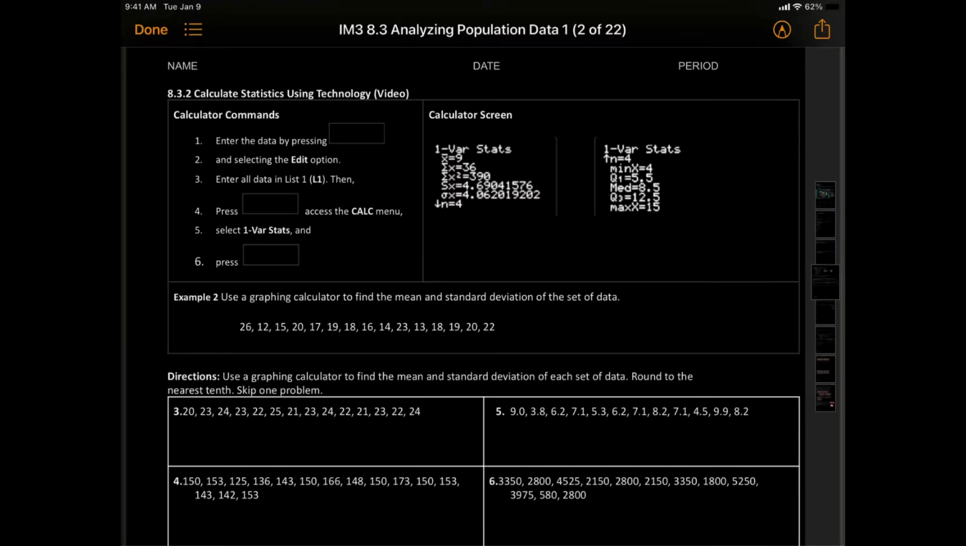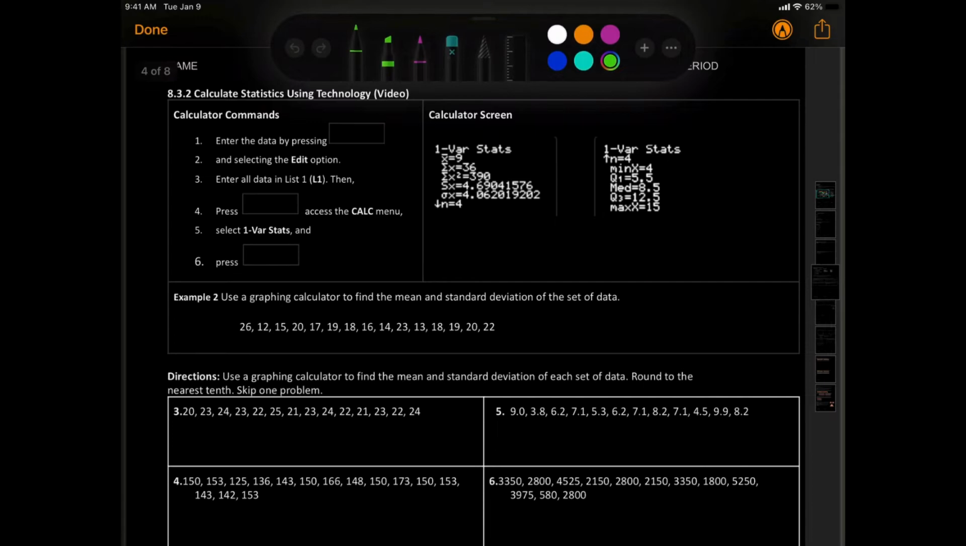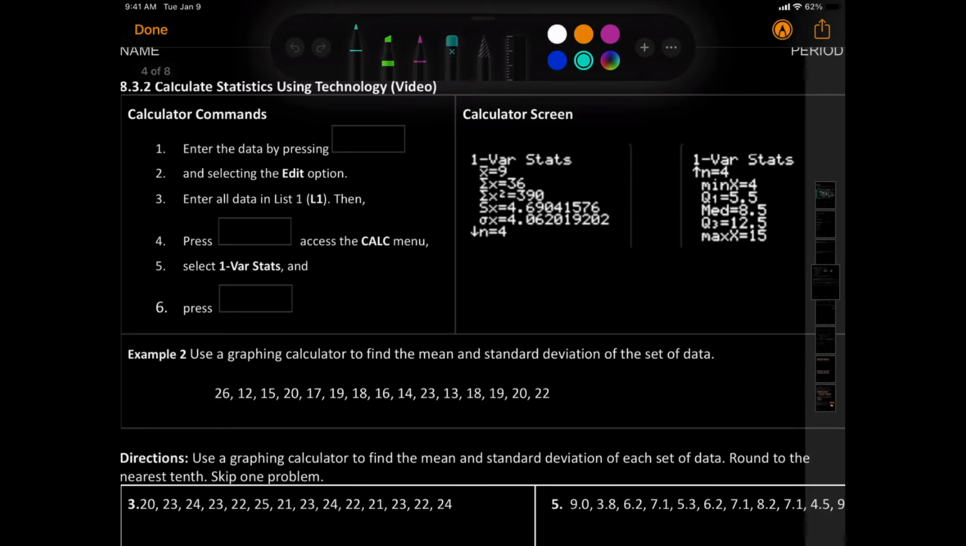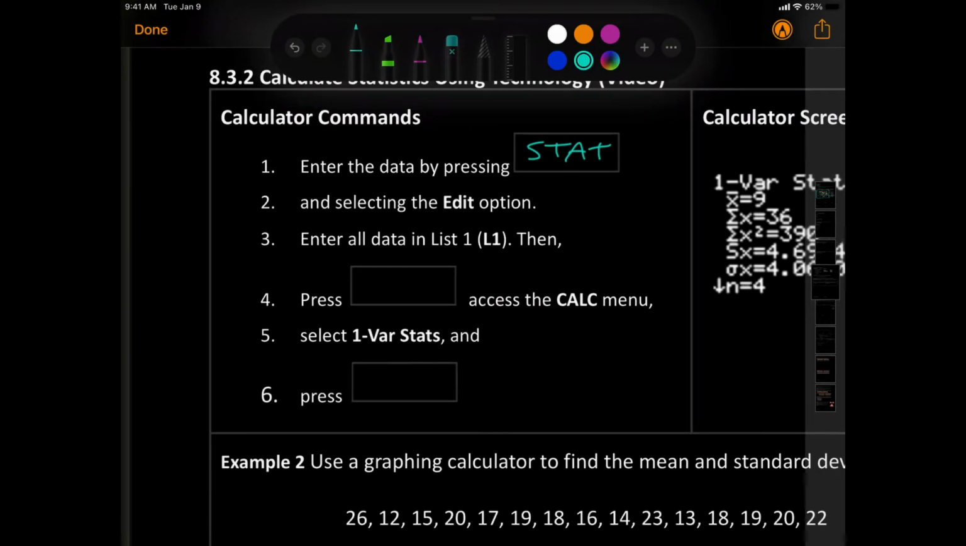All right, let's go over 8.32, calculating statistics using technology, or kind of what I showed you in the last problem, but I'll go a little bit slower this time, and let's go over all the calculator commands. Now that you've appreciated that we did it by hand with that chart, the first thing is on your graphing calculator, enter the data by pressing the button Stat. Then you're going to select Edit, and enter all your data into a list. You can choose list 1, list 2, list 3, whatever you want.